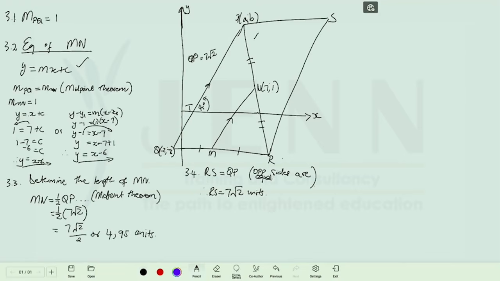Let me move forward. Then let us go to 3.5. Our 3.5 question was saying we need to determine the coordinates.